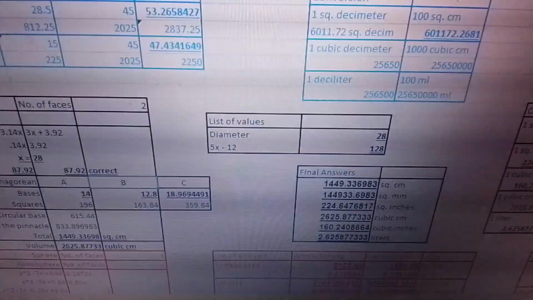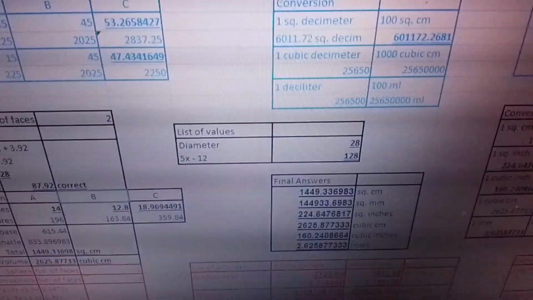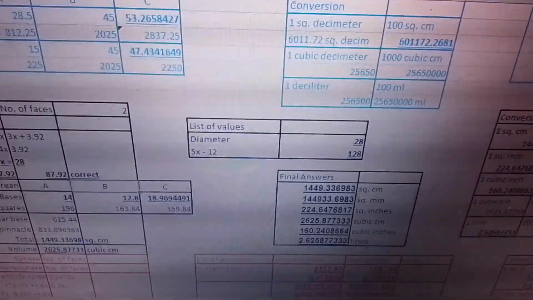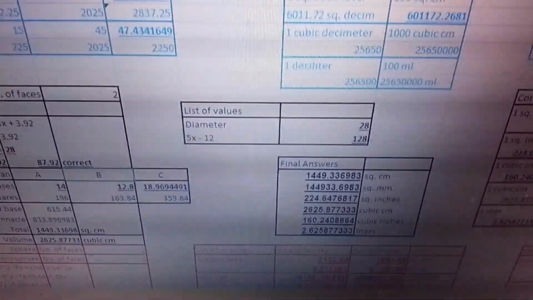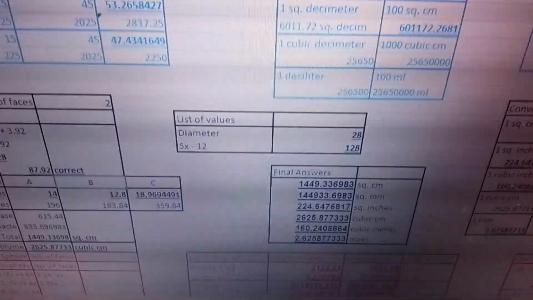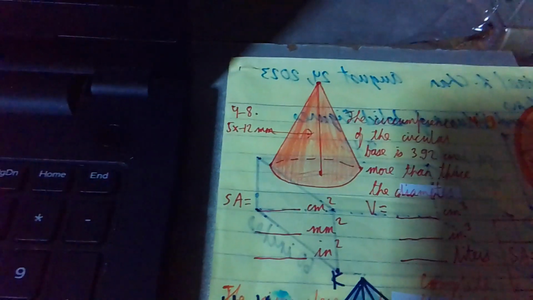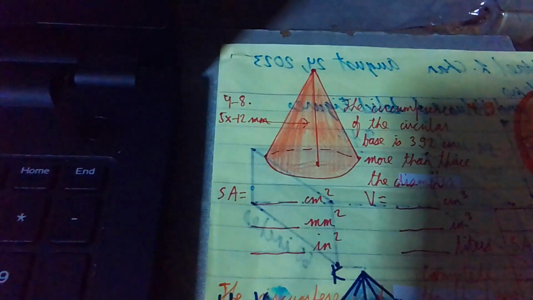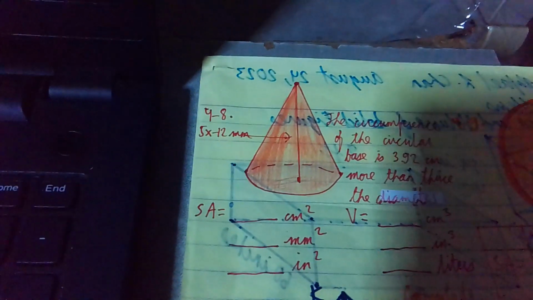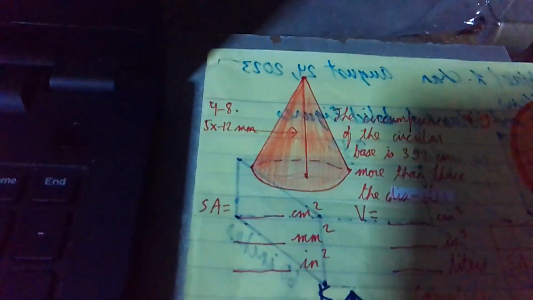Tama? Ay wait, di ba remember that's the list of values? Diameter is 28. And then 5x minus 12 is 128. Because 5 times x is, di ba, that's 140. Minus 12 is 128. Pero that's in millimeters. So we need to convert that into centimeters. So how do we do that? It's 12.8 na lang. Okay?